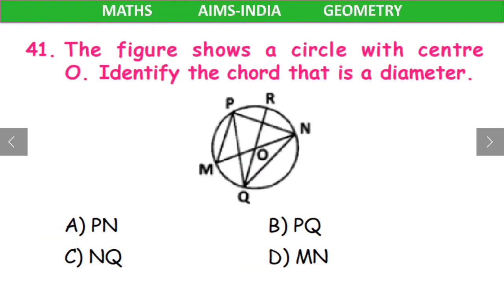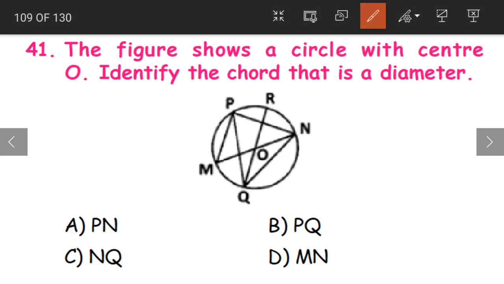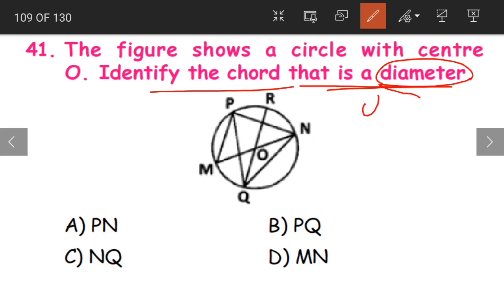Yes. Now question 41. The figure shows a circle with center O. Identify the chord that is a diameter. Now we have to find out the diameter of the given circle. What is the diameter, children? Again let us revise. What is a diameter? A diameter is a chord that is passing through the center of the circle. It is a chord, that is, it is joining 2 points on the circle, and also it should pass through the center of the circle.